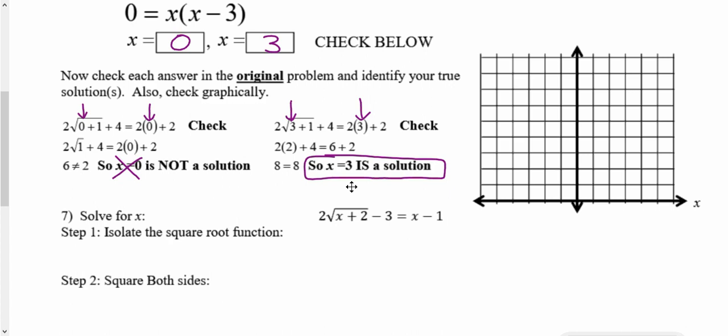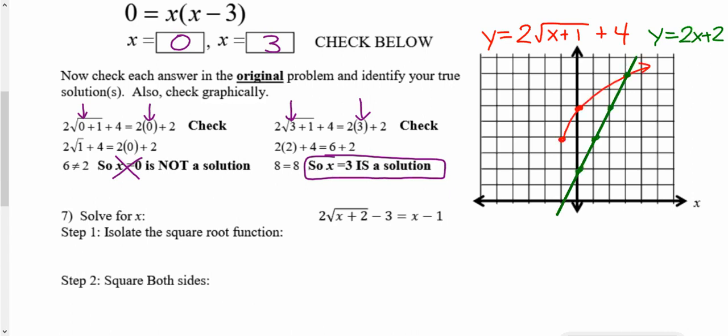To check graphically, I want to graph the left and right sides of my equations. So the left side was 2 square root of x plus 1 plus 4, which was the half a sideways parabola moved 1 to the left and up 4, stretched times 2 vertically. And the right side of my equation is 2x plus 2, which is a line with a y-intercept of 2 and a slope of 2. So when I graph those two equations, I see they only cross one time. Where they cross has an x value of 3, and x was my original variable in the problem, so x equals 3 is my only solution.